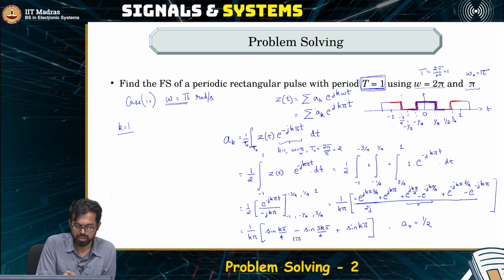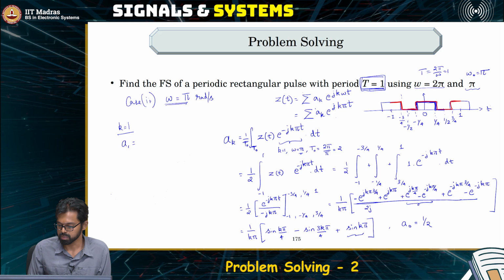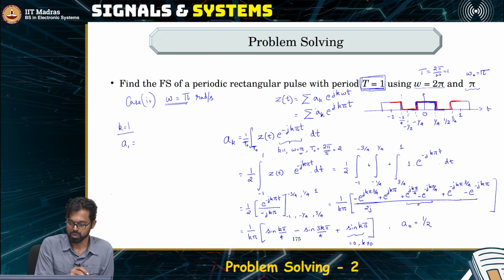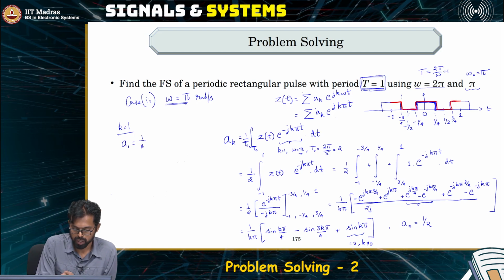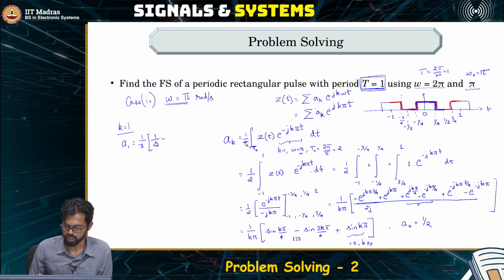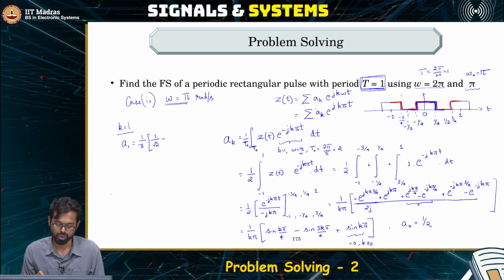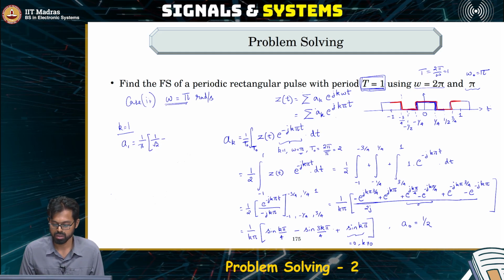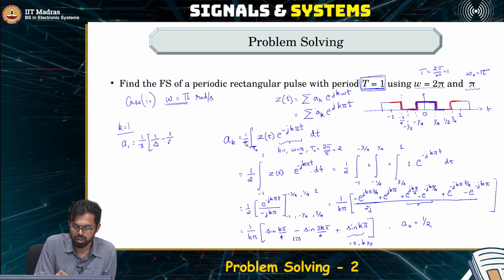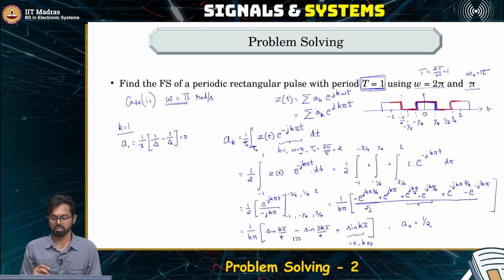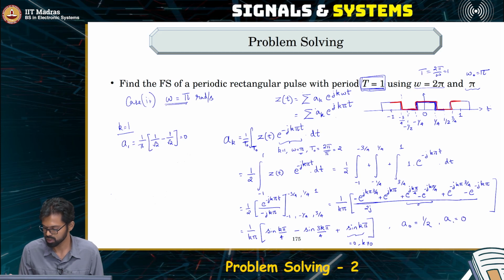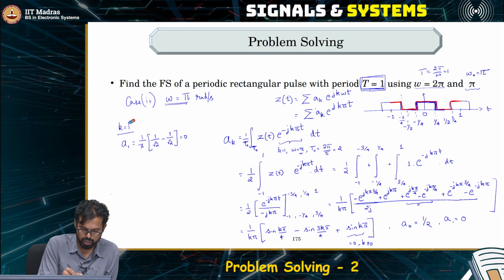All right. So when k is equal to 1, obviously this term becomes 0. So this is 0 for k not equal to 0. So when k is equal to 1, we have 1 by pi, sine pi by 4, which is 1 by root 2, minus sine 3 pi by 4. So sine 3 pi by 4 is 1 by root 2 as well, which gives us 0. So A1 is 0. So what about A2?